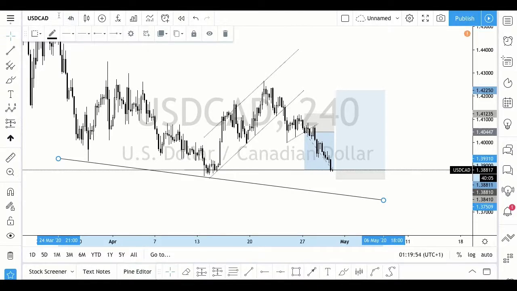Of course, we had the Fed interest rate decision previously, and we have NFP on Friday, so tomorrow, and we shall see how the USD plays out.